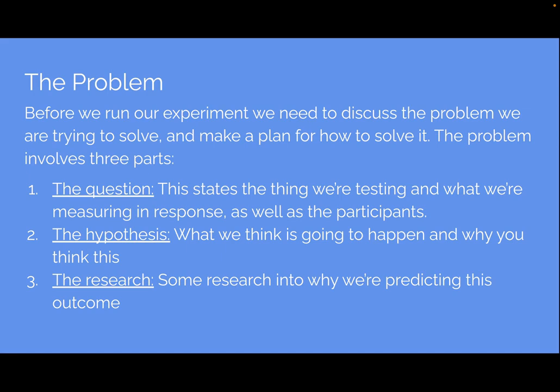The problem itself involves three parts: the question that we're trying to answer, the hypothesis, and the research. The question states the thing we're testing and what we're measuring in response, as well as the participants, and asks if the thing we're testing has an effect on the response. The hypothesis says what we think is going to happen and why we think this, and the research is where we look into what other people have investigated and use it to predict the outcome of our experiment.